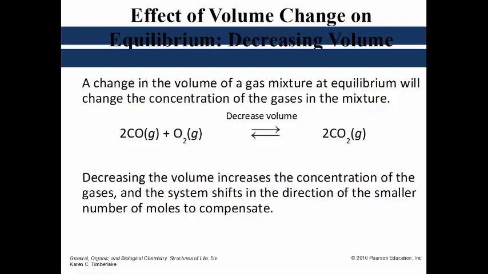So for our first example, carbon monoxide plus oxygen will give you carbon dioxide. This is a reversible reaction. Let's say that we decrease the volume of the gas.